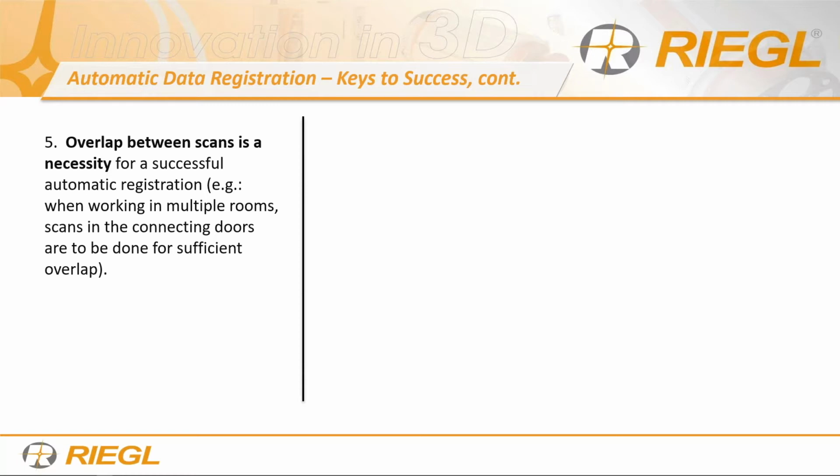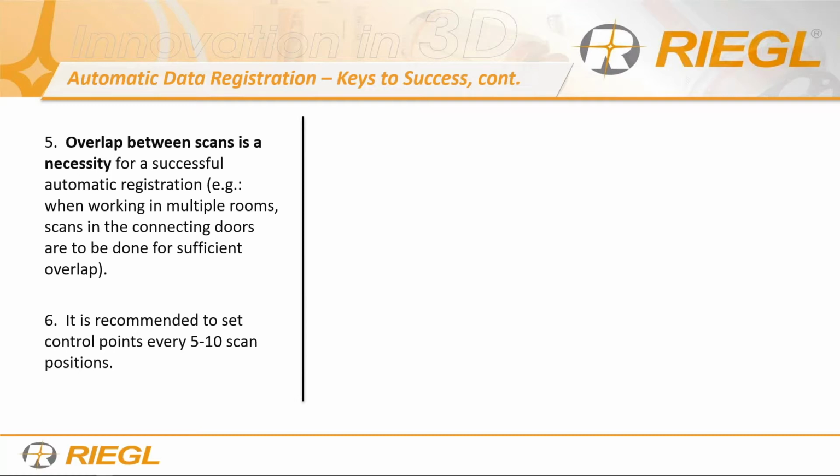So I have to emphasize overlap. The more overlap, the better, right? So you don't want to have anything less than 25 to 30% overlap. Therefore, you don't want to move your scan too far away, so that you'll have enough overlap for the automatic registration to work properly. So keep that in mind. The more overlap, the better. You don't want to jump around and such, right?